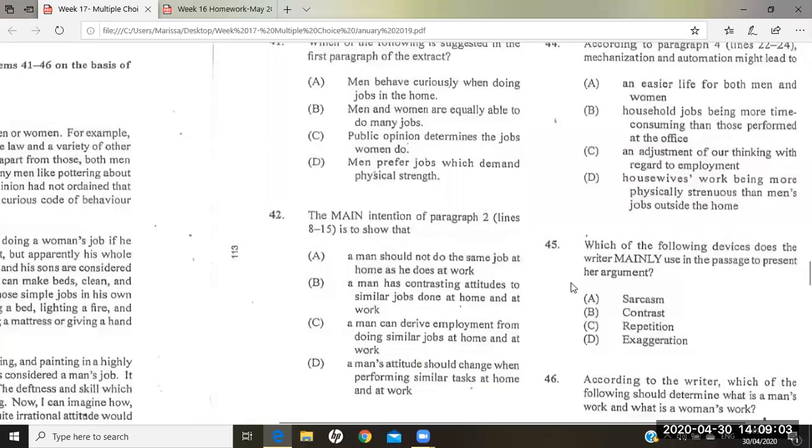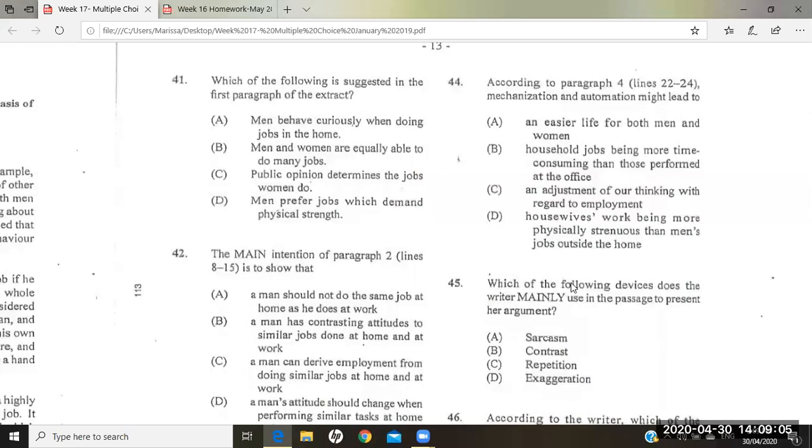44 now. It says, according to paragraph 4, mechanization and automation might lead to what? Does it lead to an easier life for both men and women? Household jobs being more time-consuming than those performed at the office, an adjustment of our thinking with regard to employment, or housewives will be more physically strenuous than men's jobs outside the home. So what was the point they were trying to make there?